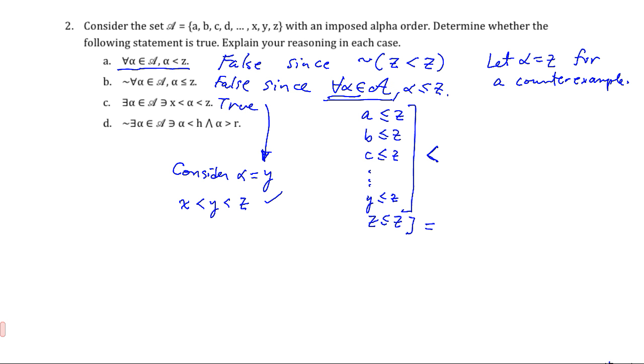Okay. Part D says it's not the case that there exists a letter which is both less than H and greater than R, and that's true because H is less than R, and we can't have something which is both less than H and greater than R. And so this is true, since H is less than R.